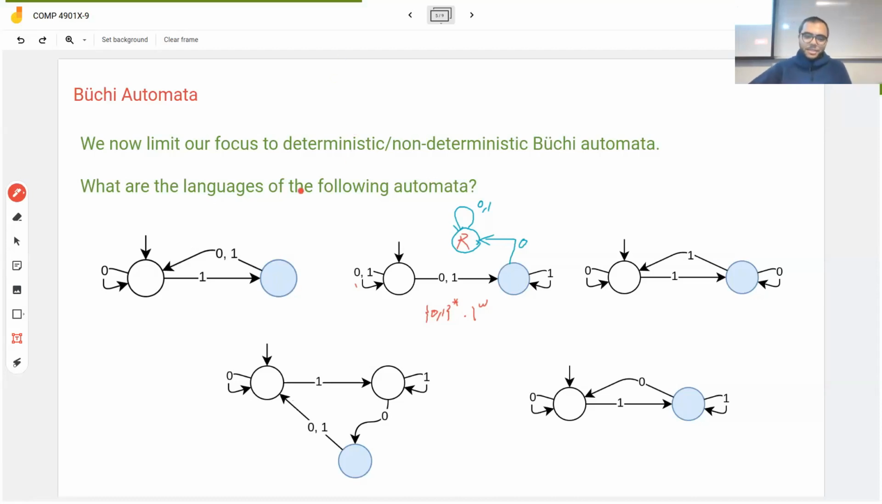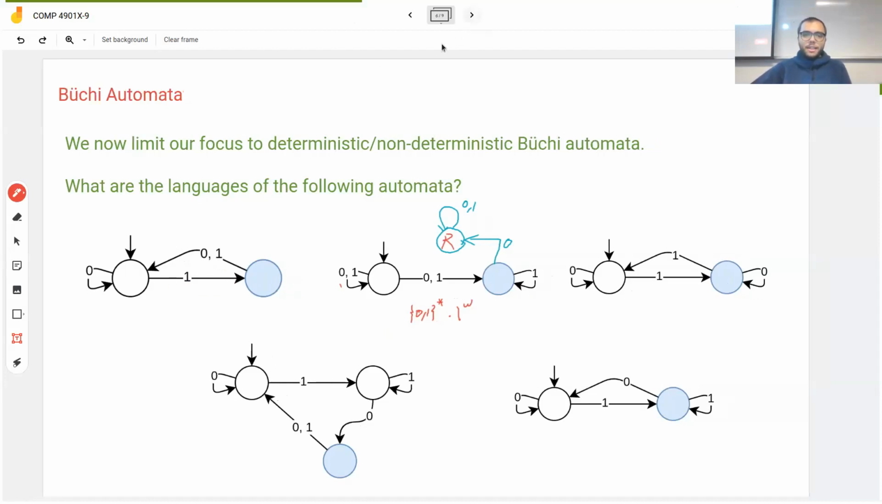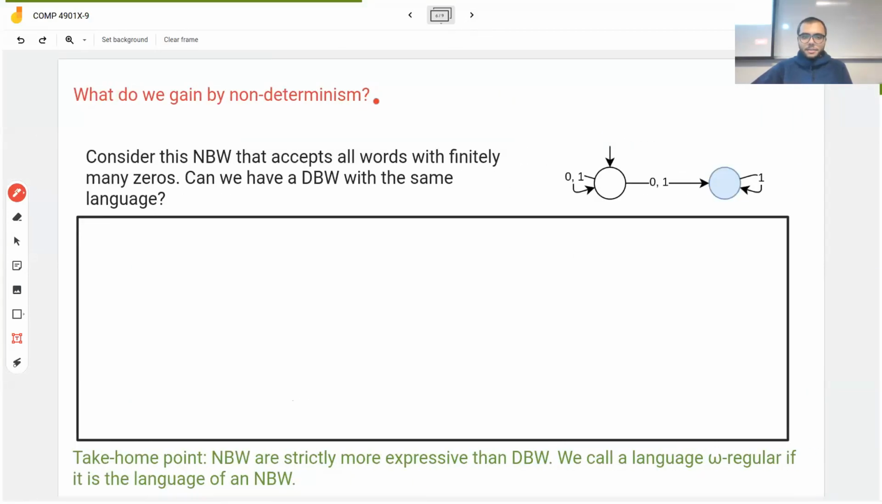Okay, so yeah, automata are not unique. The same language can have many different automata, and they're not unique even if we say we want a minimal automata.